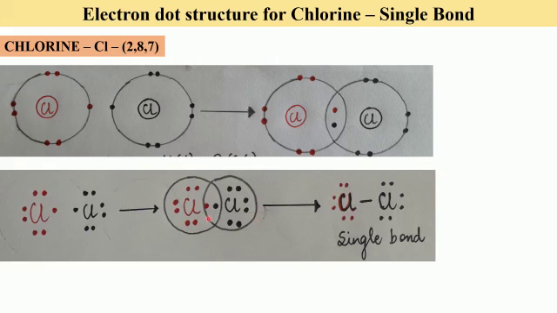So the second circle. And now since only one pair of electron is being shared between the two atoms, you will draw one single line and one line indicates a single bond. So it is chlorine, chlorine, single bond. So we have studied 4 examples in which we have covered single bond, double bond and triple bond.